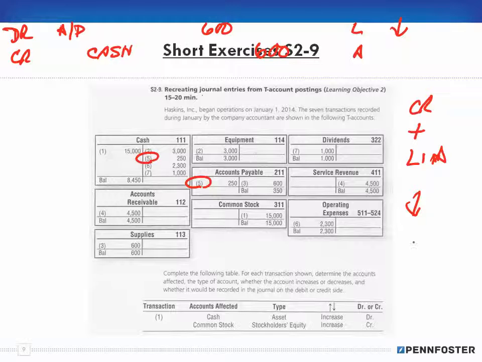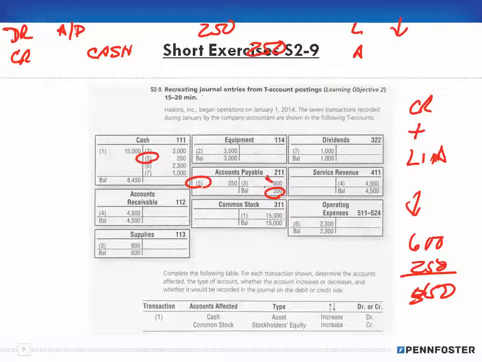Before we owed $600. Oops, I did that wrong. It's not 600, it's 250. Okay. Before we owed 600, but now we're paying down $250 of it, so now we only owe 350. Okay, and you can tell that by the balance.